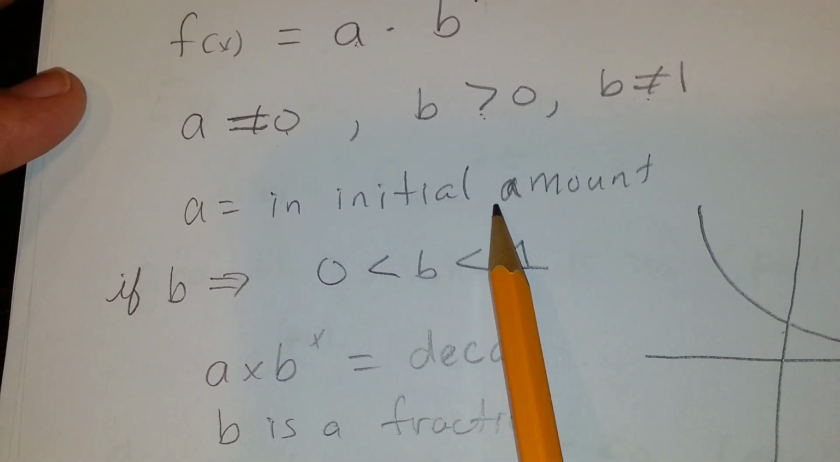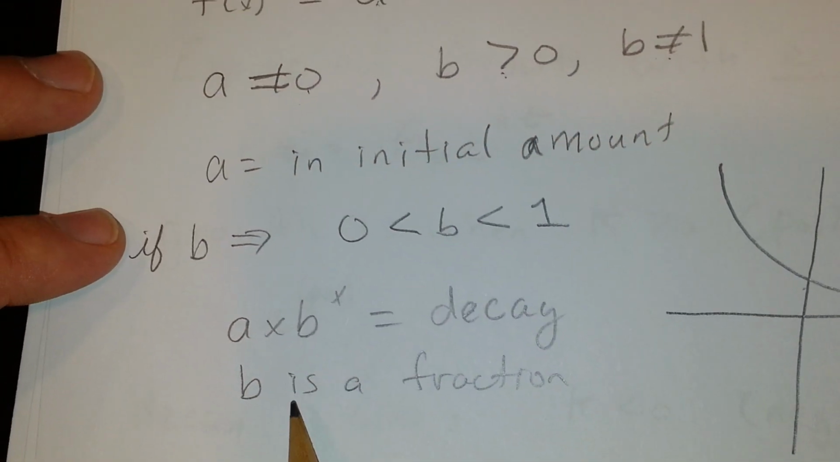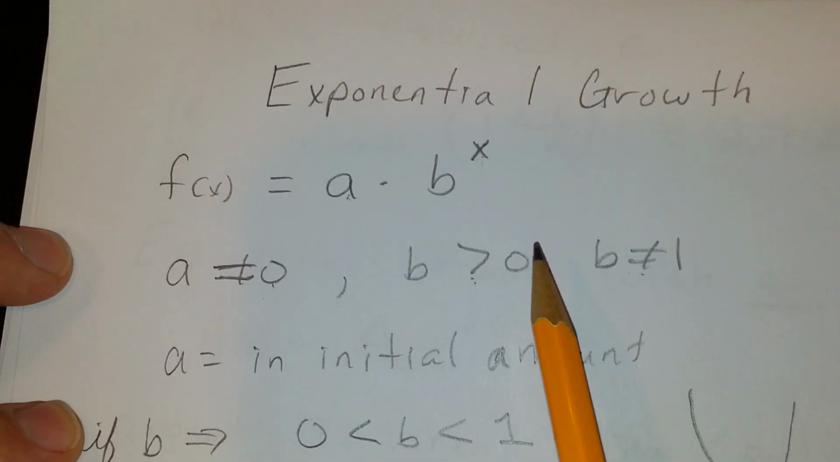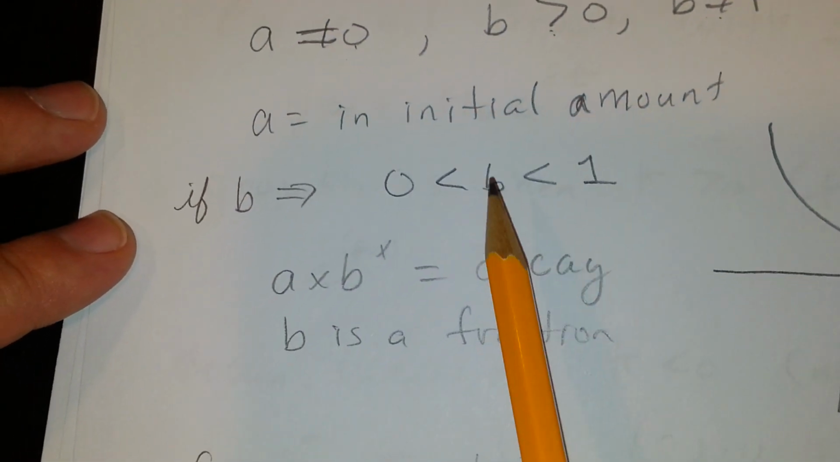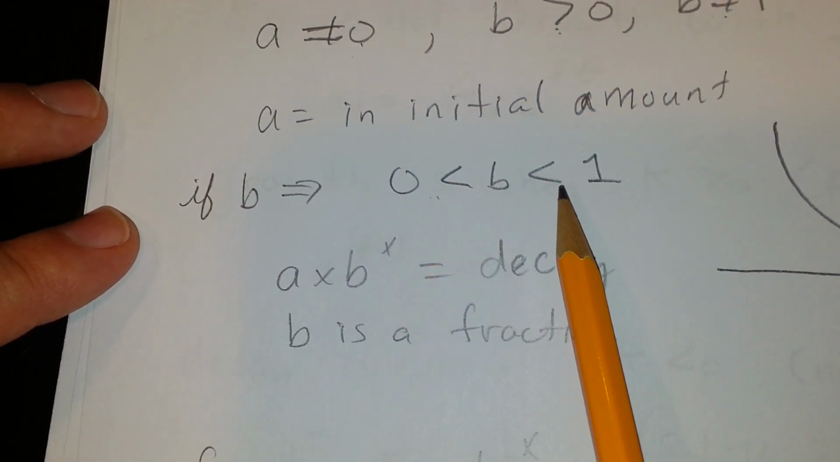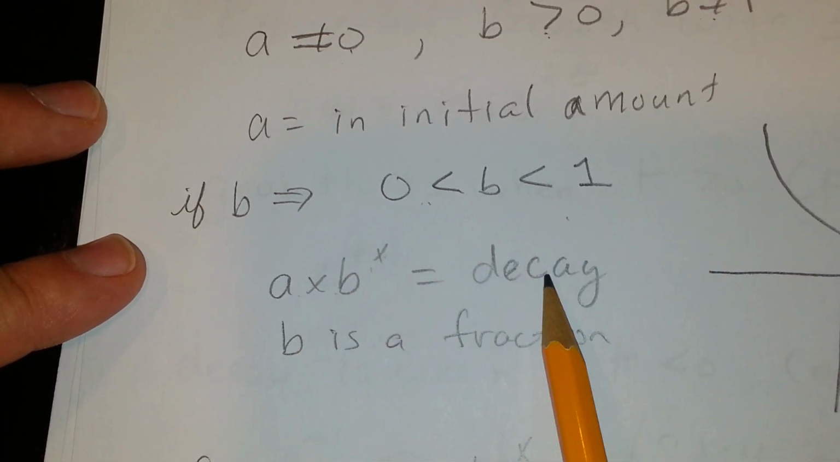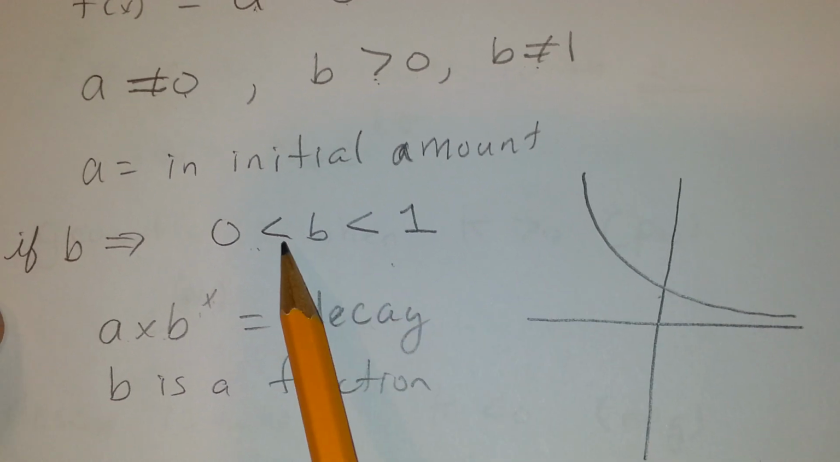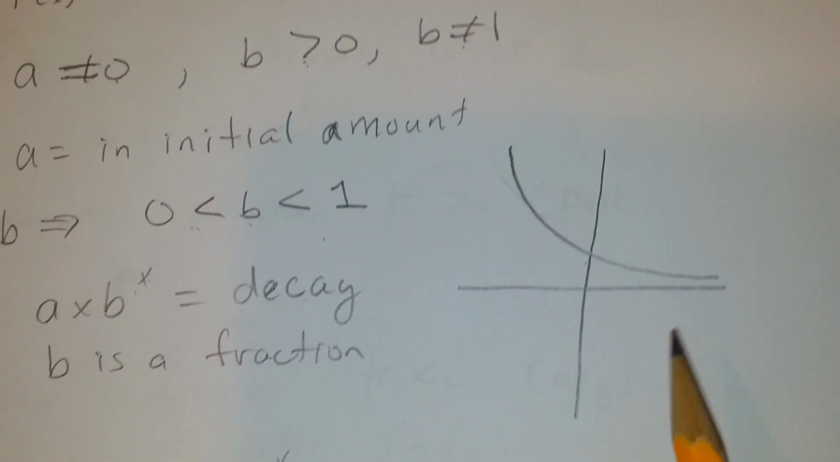All right, A is your initial amount. We're going to have decay if B here is a fraction. So it's got to be greater than 0, but can still be greater than 0 and less than 1, like 7/8, 1/2, etc. So A times B to the x equals decay if B is less than 1, but still greater than 0. And it's going to look like so.